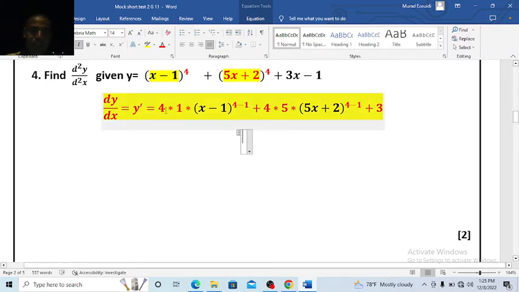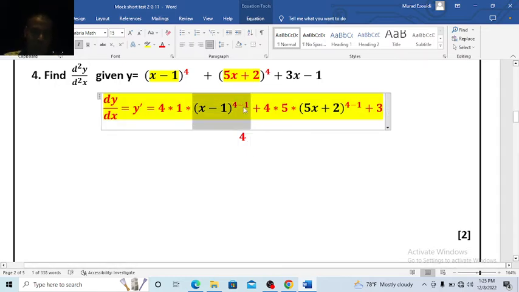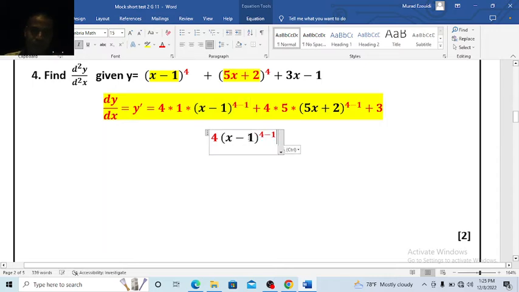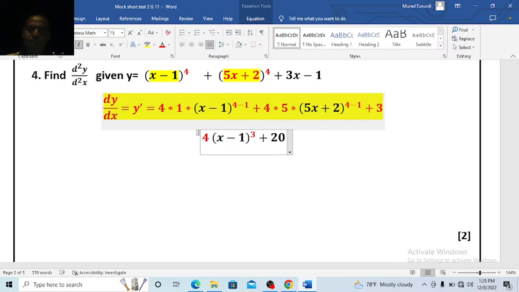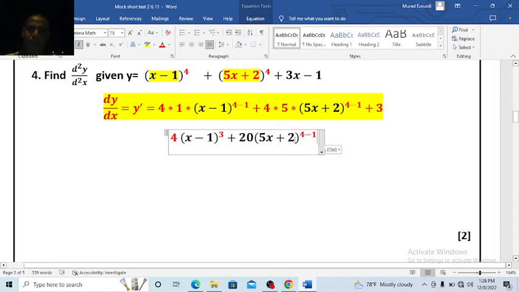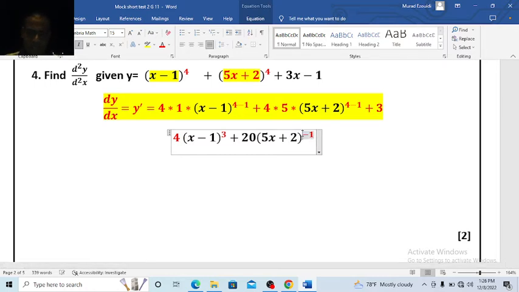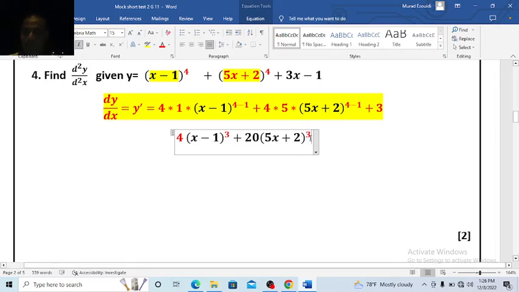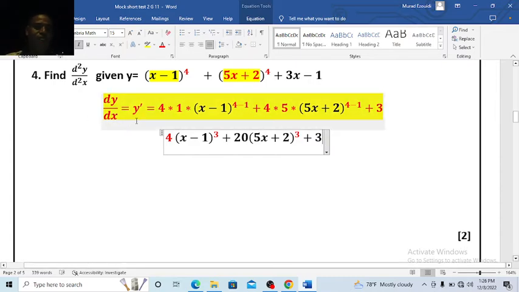So it will be 4 multiplied by 1 is 4, then x minus 1 to the power 4 minus 1, which is x minus 1 to the power 3. Plus 5 multiplied by 4 is 20, then 5x plus 2 to the power 4 minus 1 is 3. Then plus the last one, plus 3. So I have differentiated my first function. But the question is what?